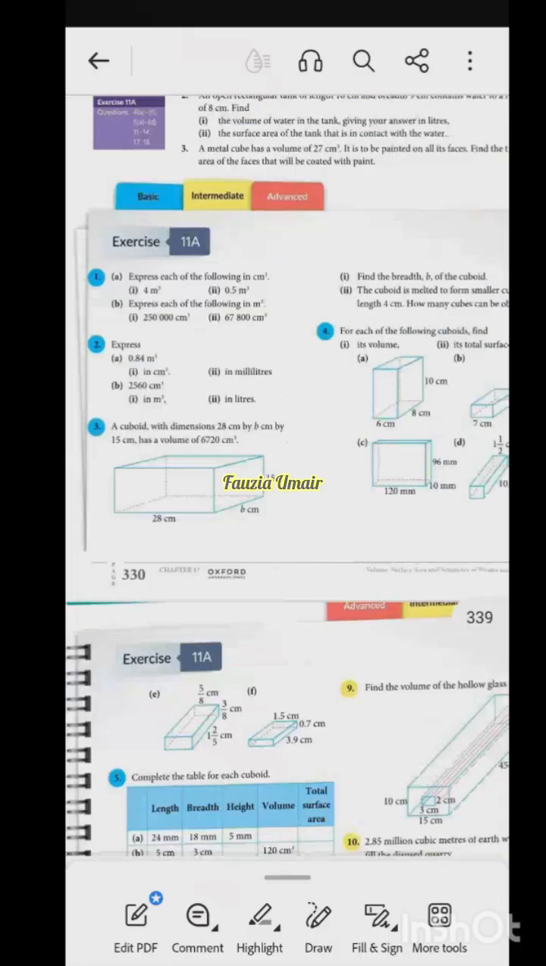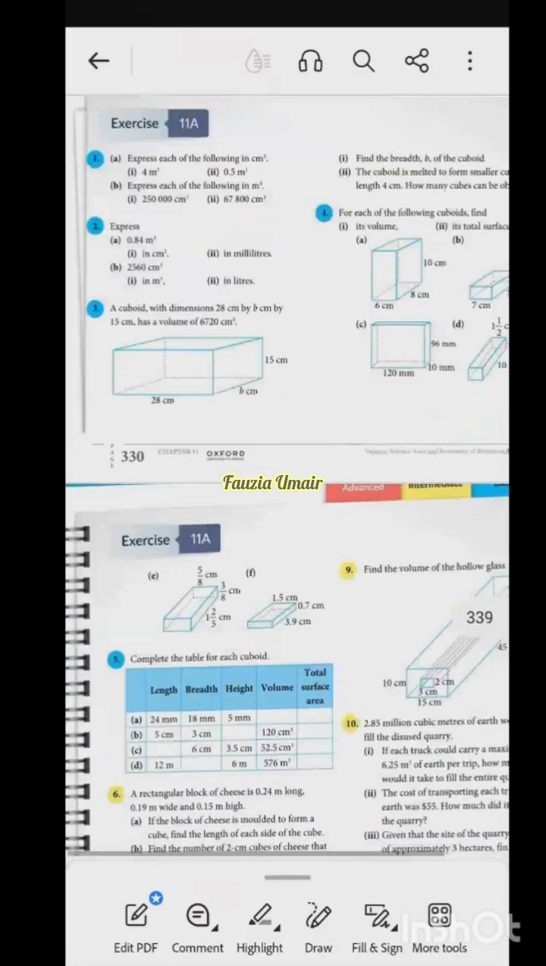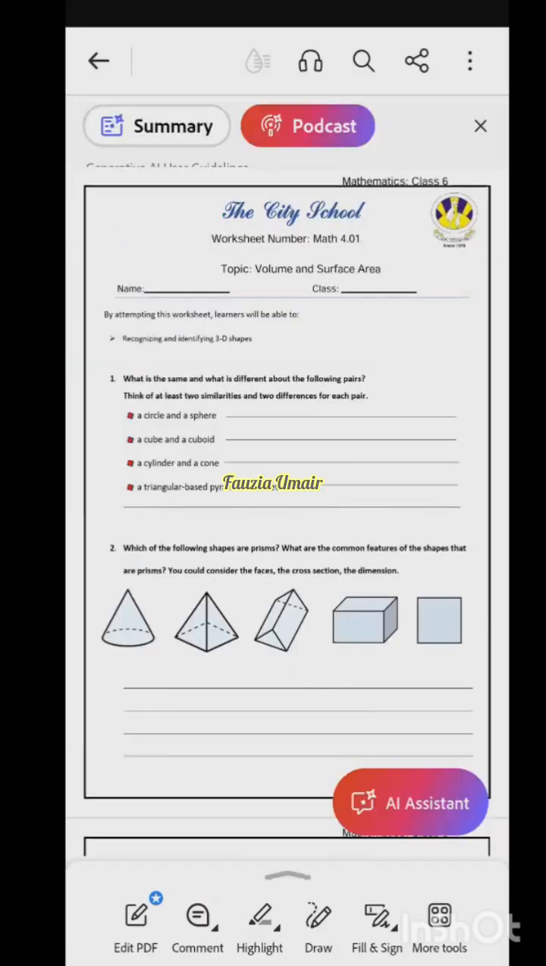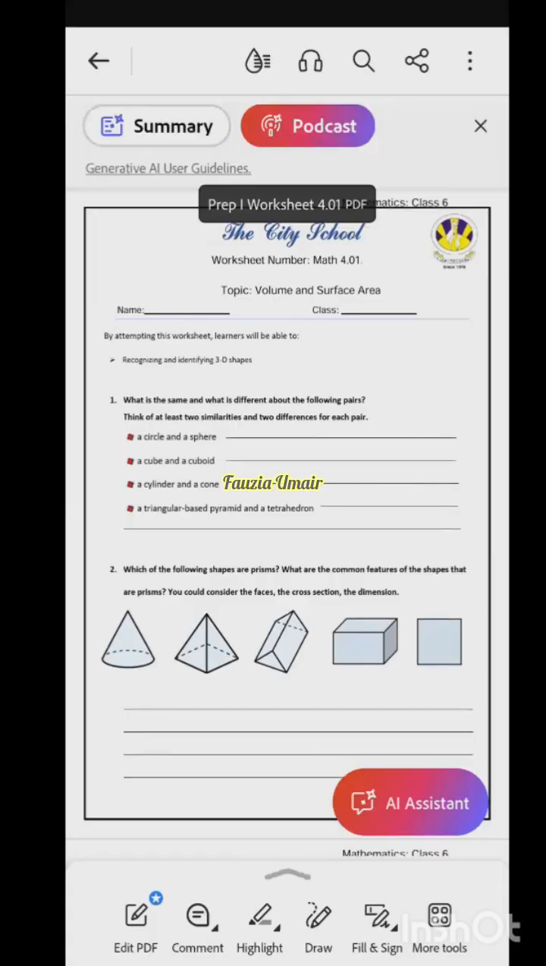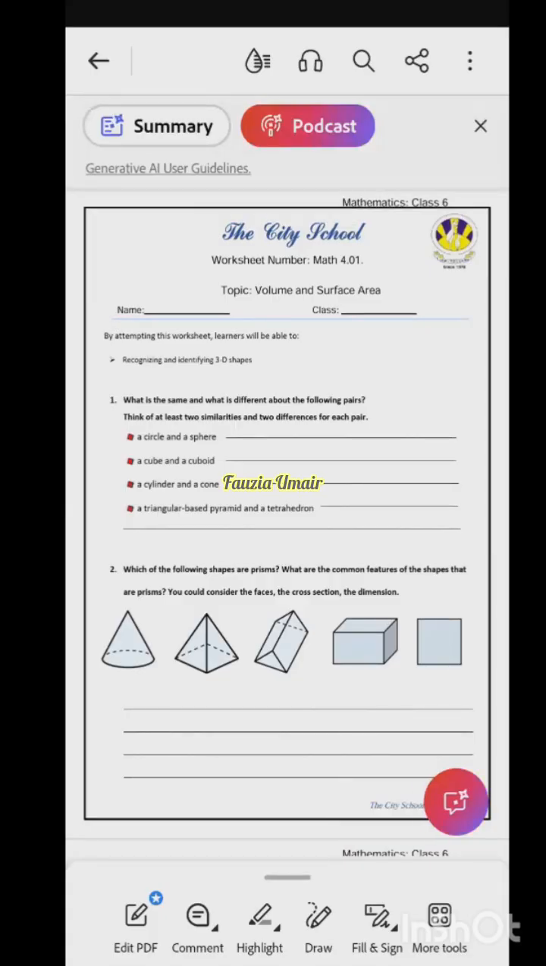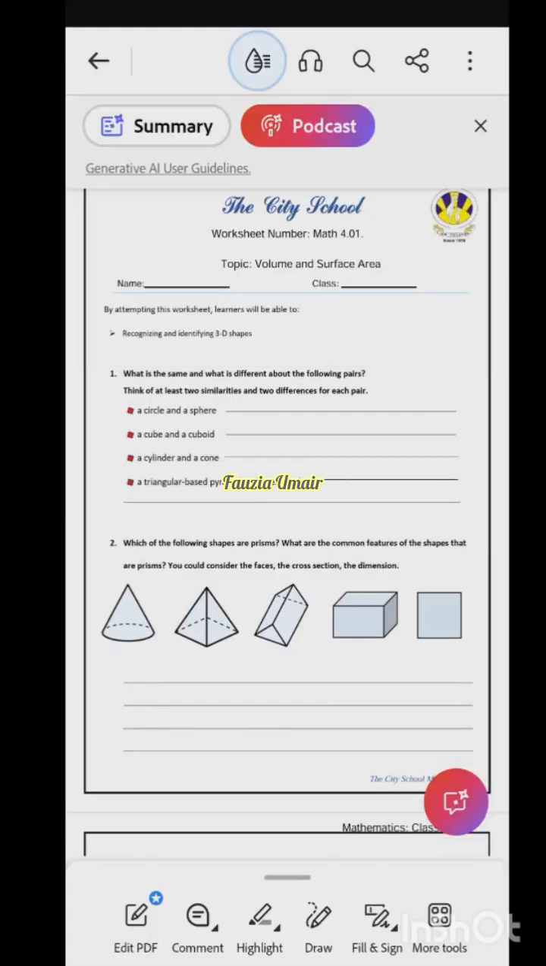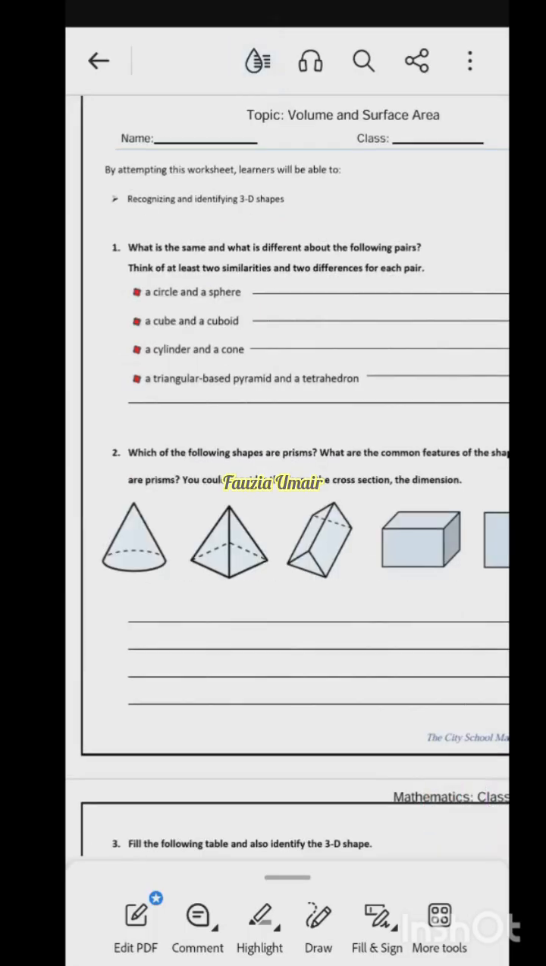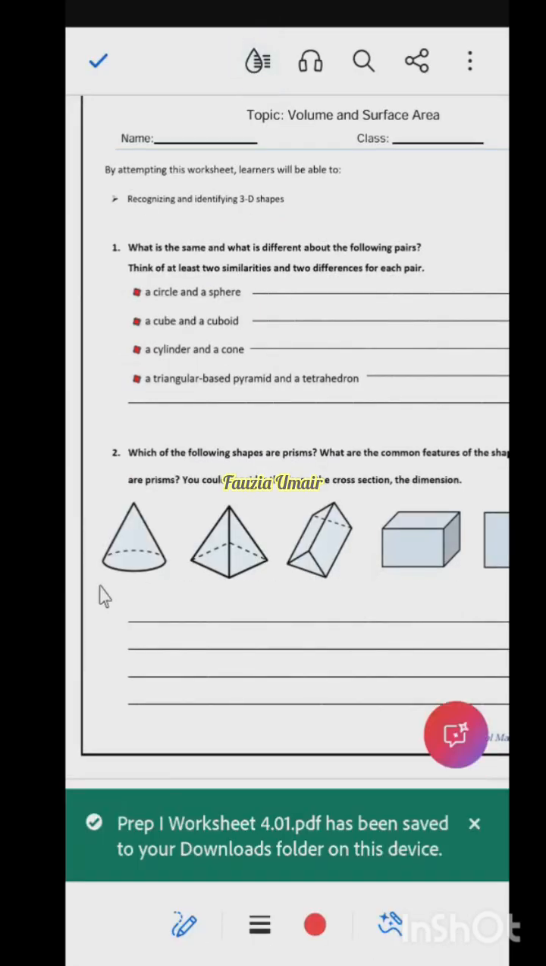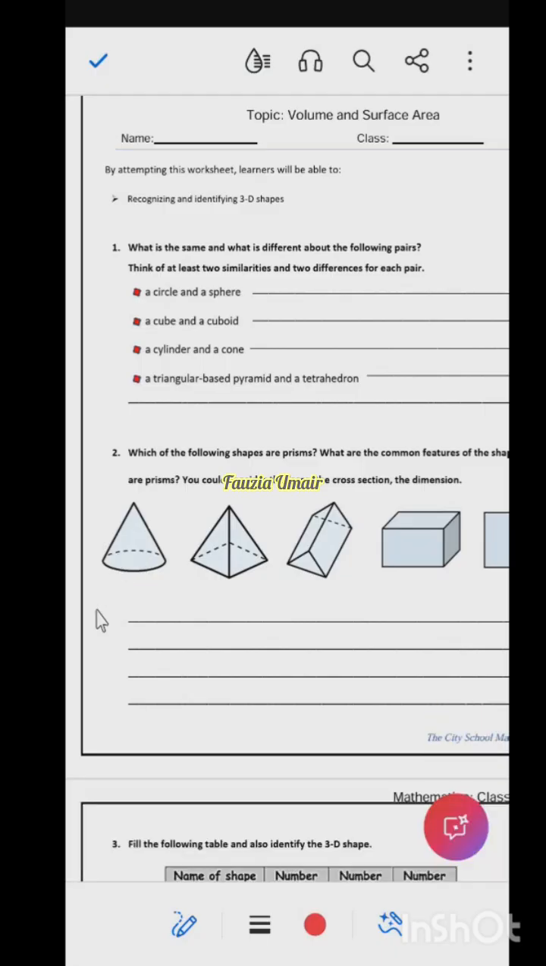Can you see it on your screen? And we need to solve the first 6 questions only. All right, so let's discuss them one by one. First of all, let's do this one. Which shape is this one? Abrish, what is this shape? Cone. This is a cone.